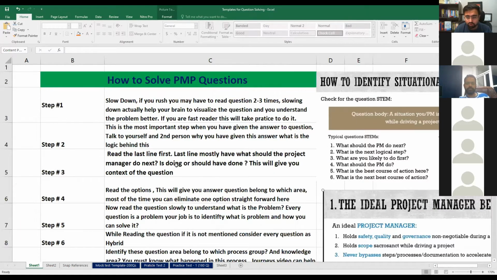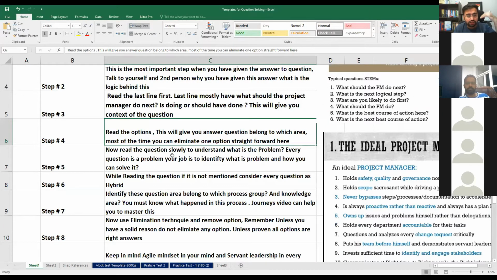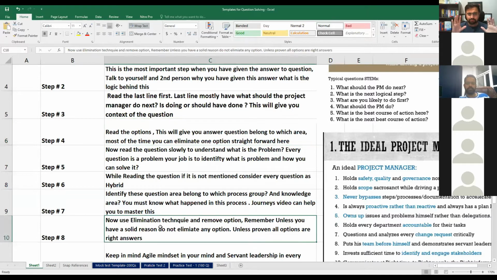Once you know this framework, read the options, read the question, understand the problem, and use the elimination technique. So guys, if you do only three things right, read slowly, identify the problem, and use the elimination technique, you can solve the entire PMP. That's it. In the real exam, two options are mostly absurd, one option is very clear, and one option is right. So with the elimination technique, you easily eliminate one option, then another, and then you get the answer.